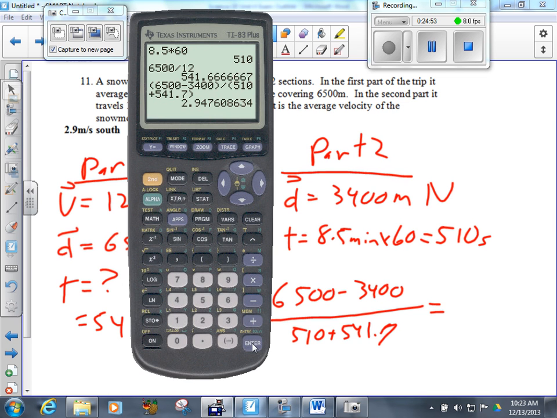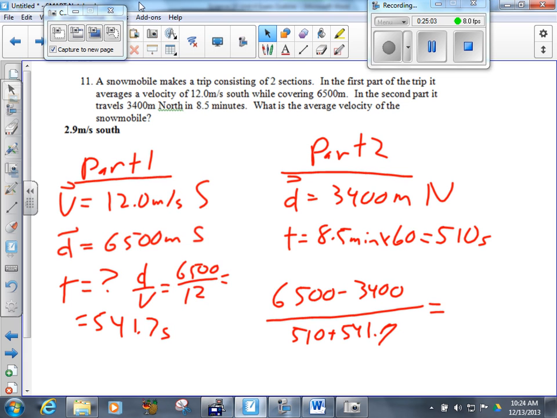How do I know it's south? Well, I subtracted them and the south number was bigger. All right, does that make sense? Okay, any others? Don't be afraid to ask if they come up.